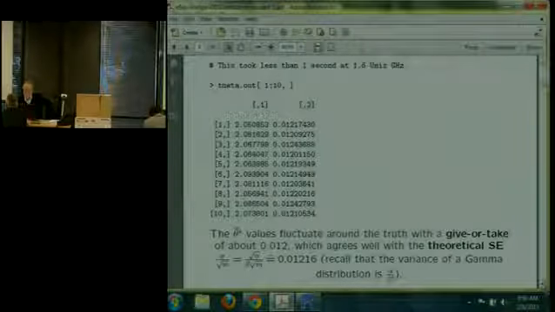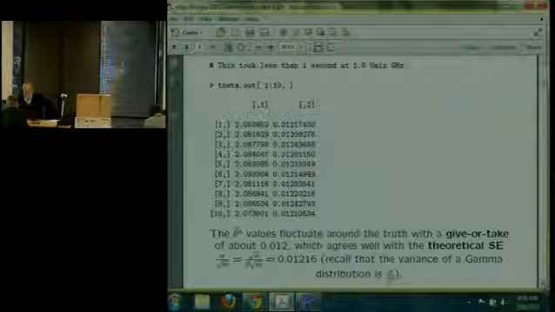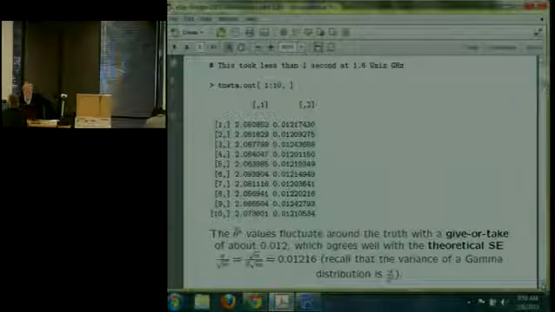is alpha over beta squared, and therefore the standard deviation would be the square root of alpha over beta, and so sigma over the square root of m would just be the square root of alpha over beta times m, and that comes out 0.01216.